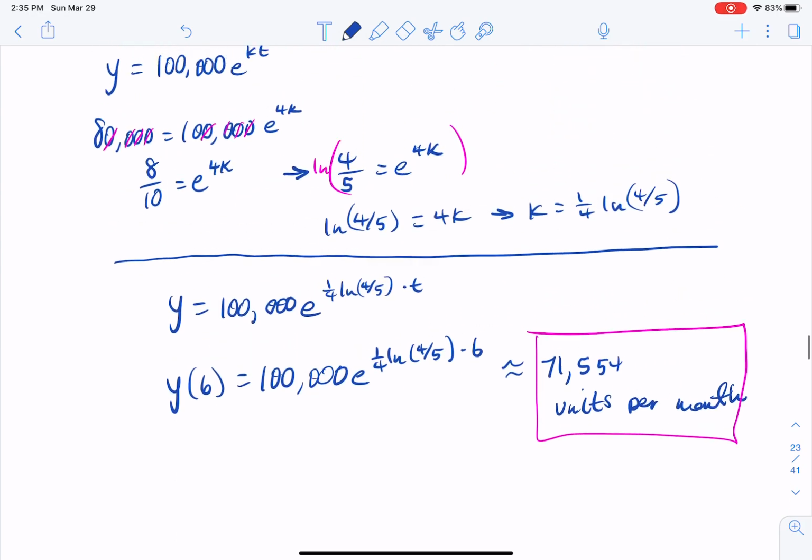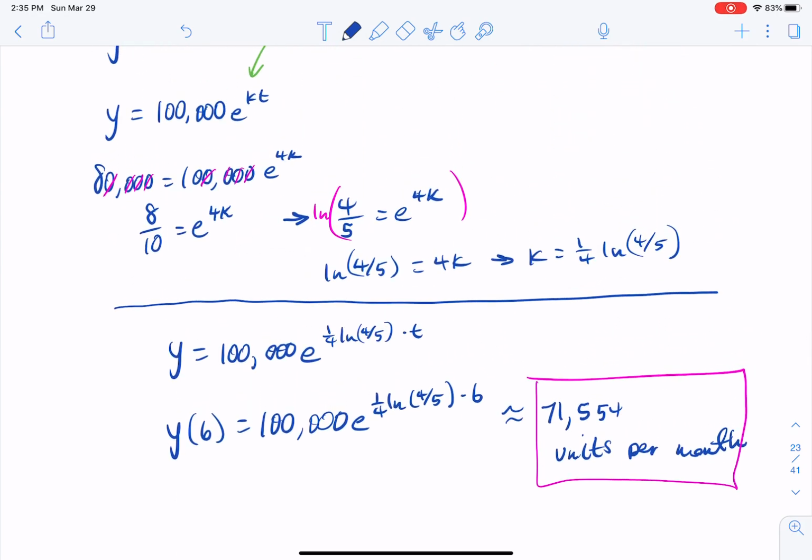All right, so that concludes this lesson. This particular objective was applying differential equations to exponential growth and decay, and we saw that it gave rise to the equation y is equal to c times e to the kt.